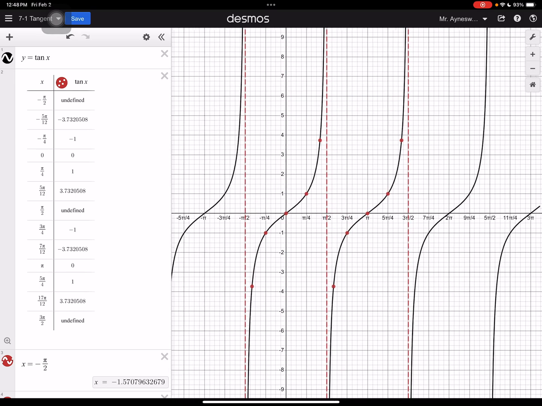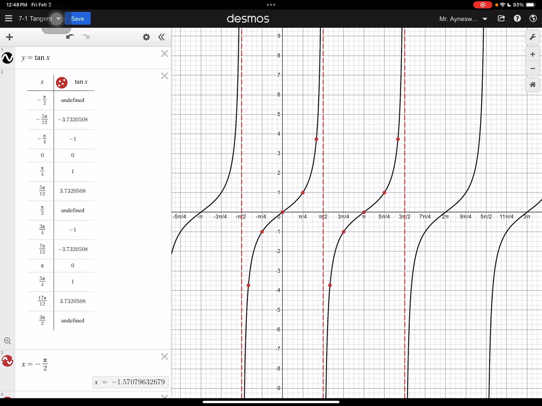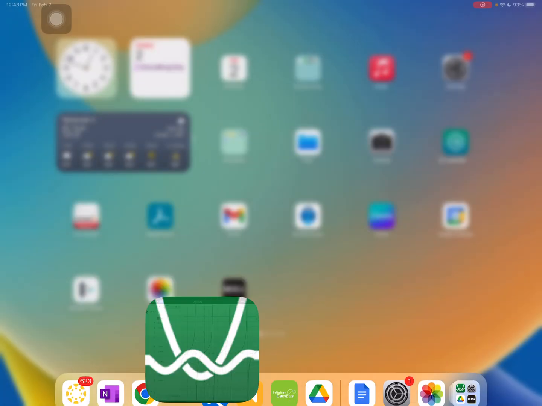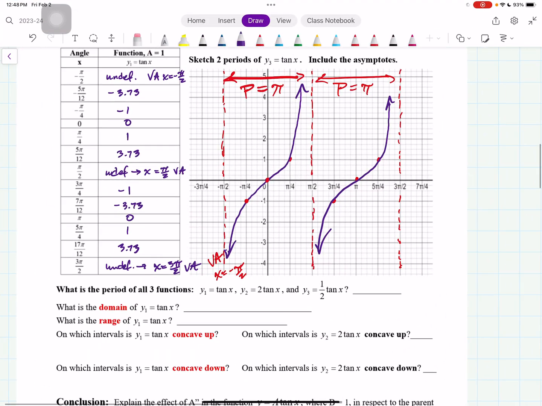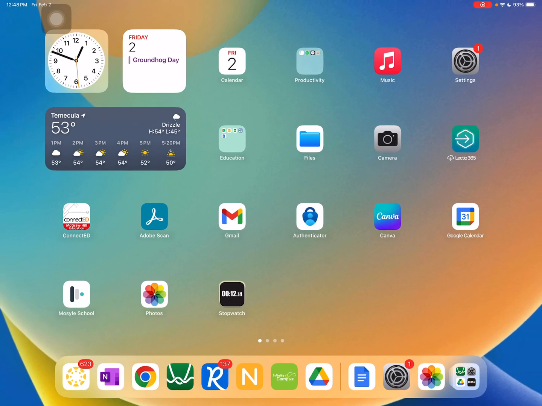Okay, so what I want to do is, before I screenshot, we're going to talk about a few other things. So let me go back to the lesson here, and let's talk about domain and range. Actually, let's pull in the other 2 functions and view that too. So let me go back to Desmos.